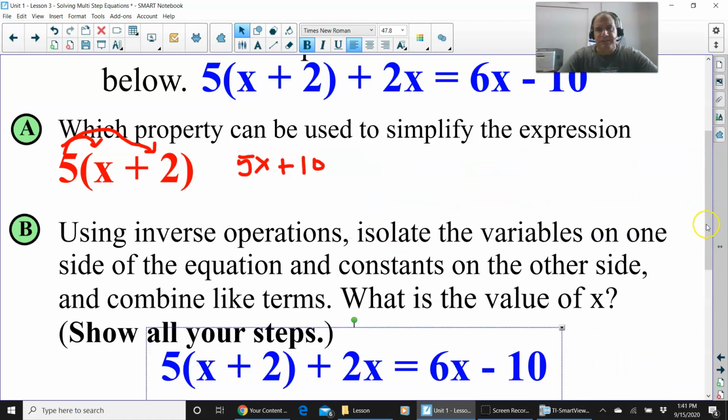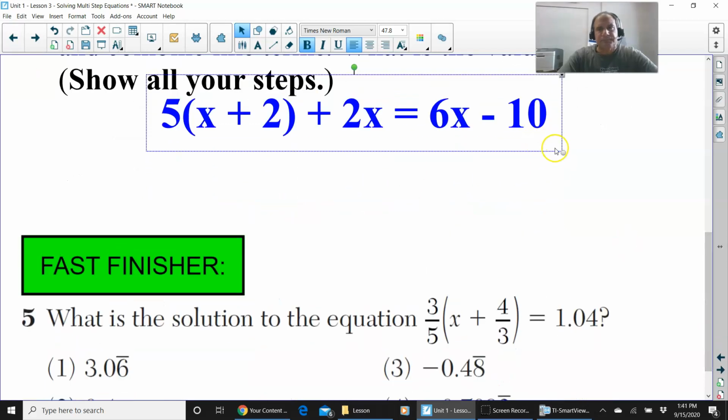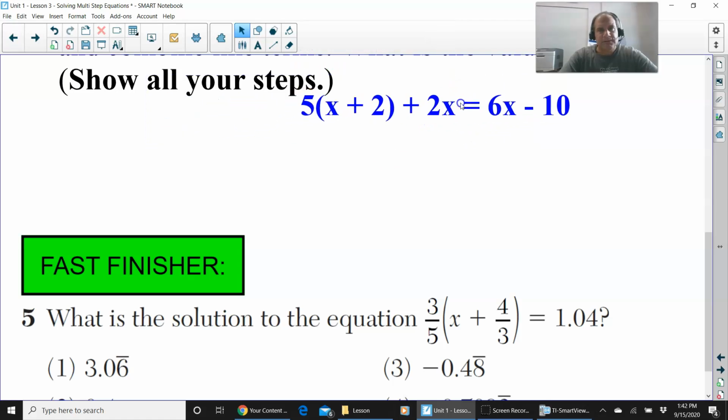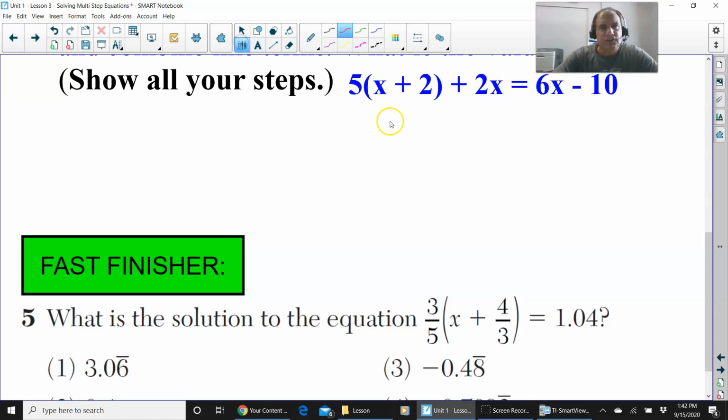And we're going to just go through the steps, right? There's a fast finisher on the bottom. So I guess give that a try also, but do this one first. And make sure that you have all the steps down. So I already did the distributive property step. 5x plus 10. After you do that distributive property, I don't want you to take another step. Just go ahead and rewrite everything. Don't take another step.